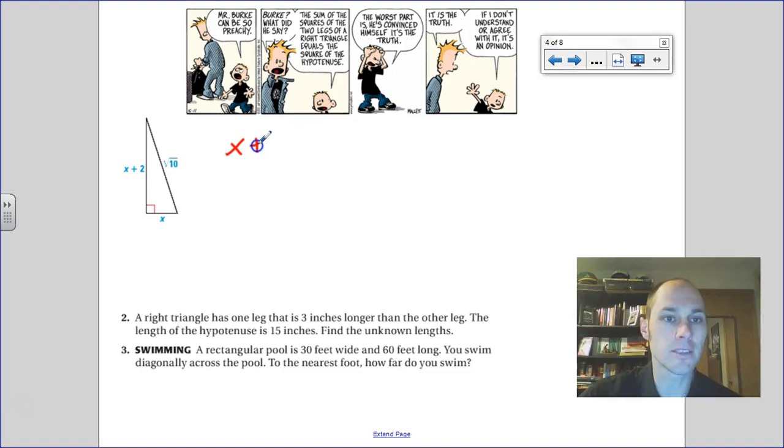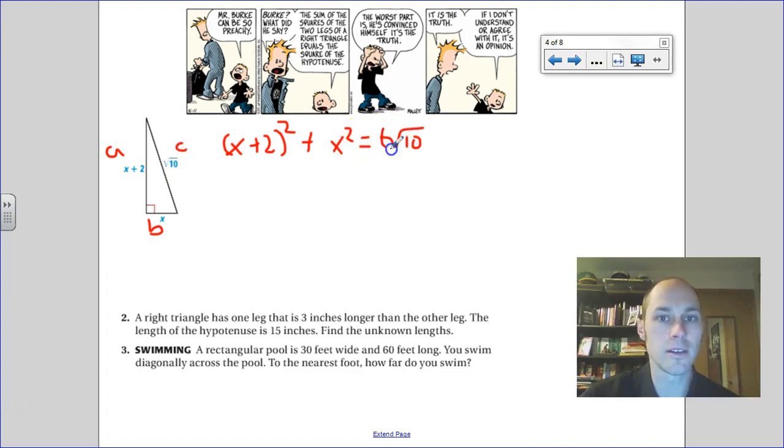So in order to solve for x, we plug in x plus 2 and x for the two legs, a and b. And our hypotenuse is square root of 10. Square root of 10 squared. Next we simplify. Now here's where we've got to remember some algebra. So when we take x plus 2 squared, remember that's really x plus 2 times x plus 2, so we've got to distribute that out.